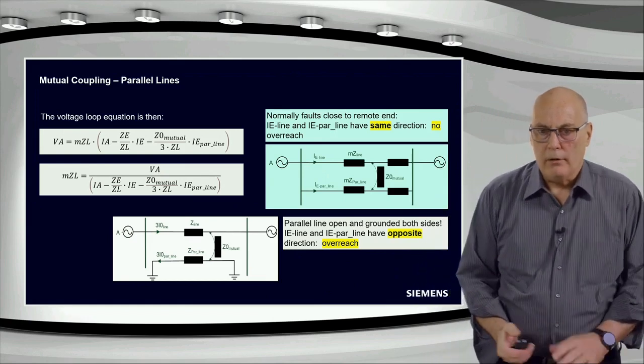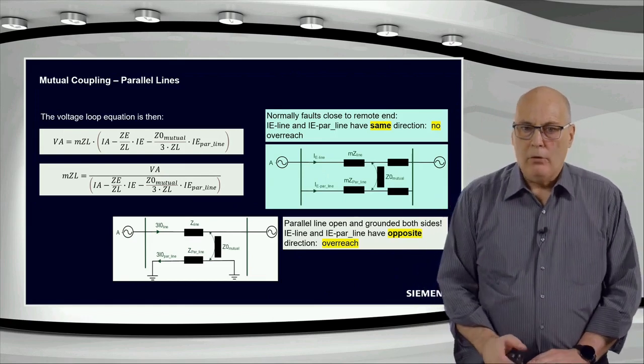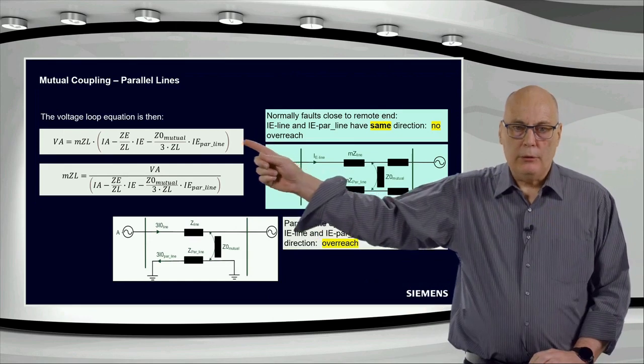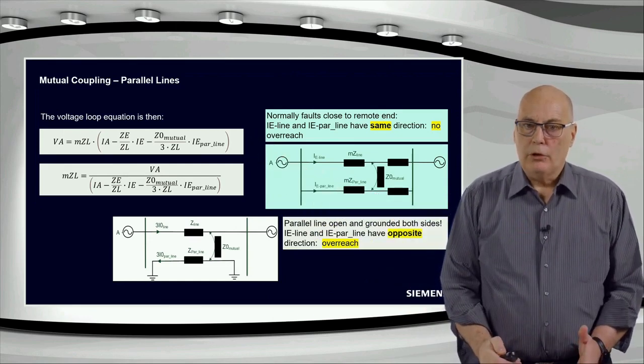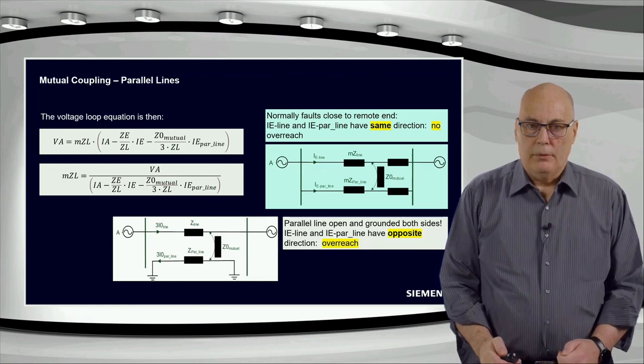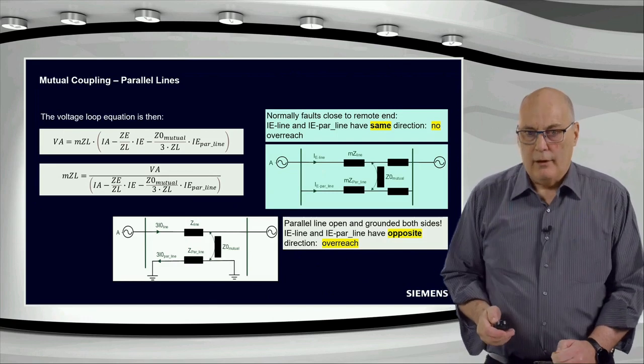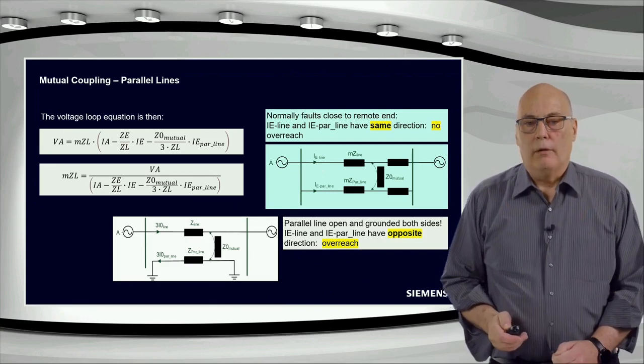So this is the parallel line background. Interesting, if you look at this equation, we'll come back to that in a little while. It's a loop voltage. You can use that at any time to calculate the voltage drop on the protected line during a fault with a parallel line coupling.